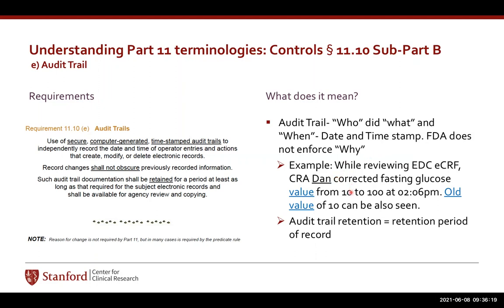Okay, another thing related to the audit trail is, let's say, a clinical system. You have an electronic case report form where you are entering the value on the eCRF for fasting glucose, and then you notice that you made an error and you wanted to correct that to 100. It is very important that the old value that you corrected can also be seen clearly. That's what the audit trail is, and the audit trail must be saved through the retention period of the record.